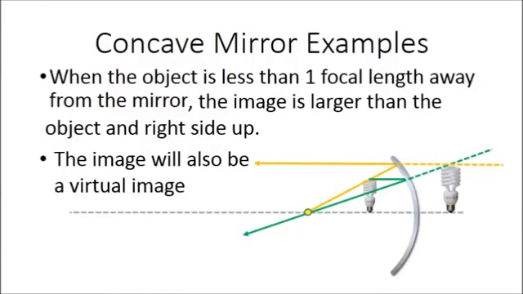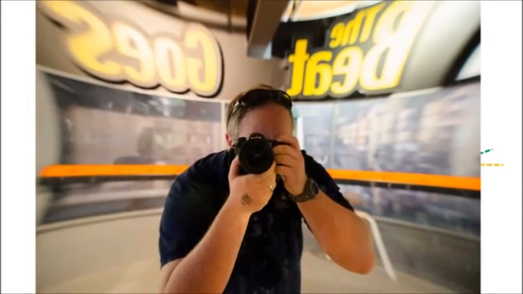So the image in this case is also a virtual image, which means it can't be projected onto a screen. And the reason why is because it's actually behind the mirror. So you can't have a projection of it behind the mirror because there's no light going behind the mirror, really. It's all bouncing off the mirror.